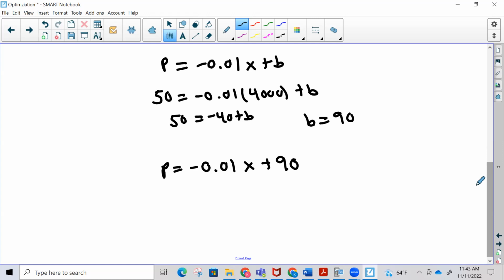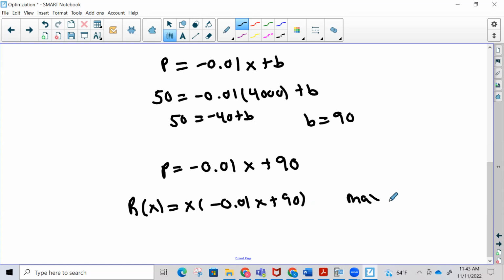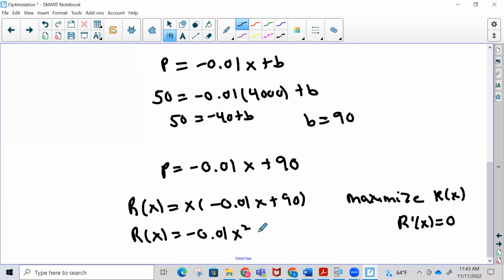My revenue is always X times that price demand function. So R of X is X times this equation. Then we want to maximize R of X, which means we need to find the derivative and set it equal to 0, and then make sure that that X value is a max. So that we don't have to use product rule, if it's easy to distribute, you usually want to, so we're going to distribute that X.